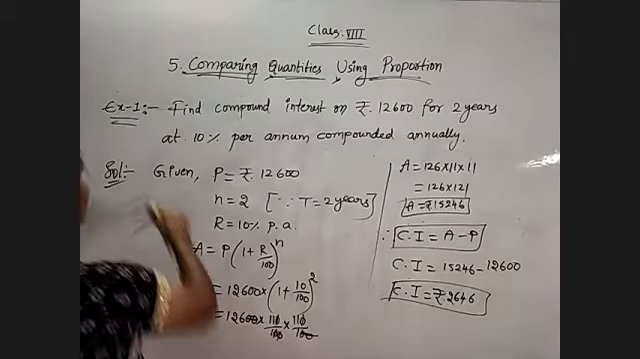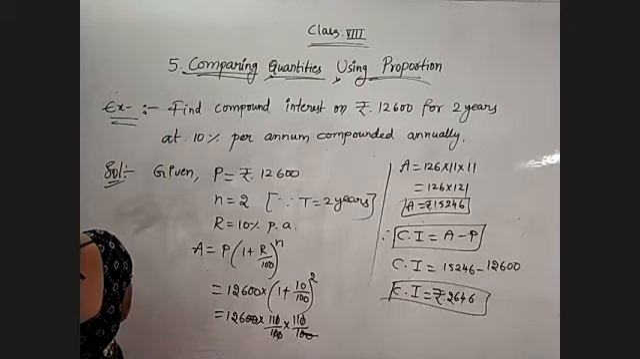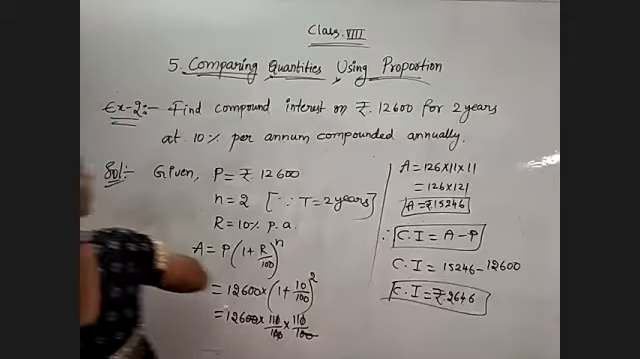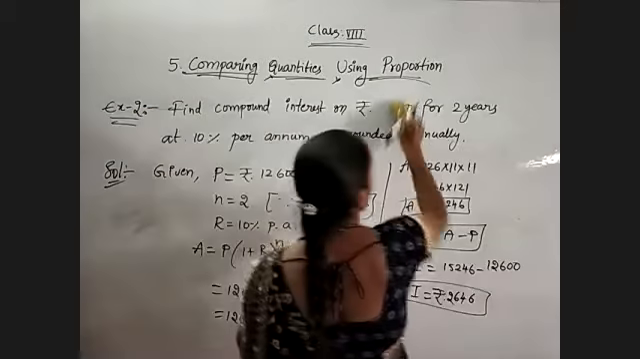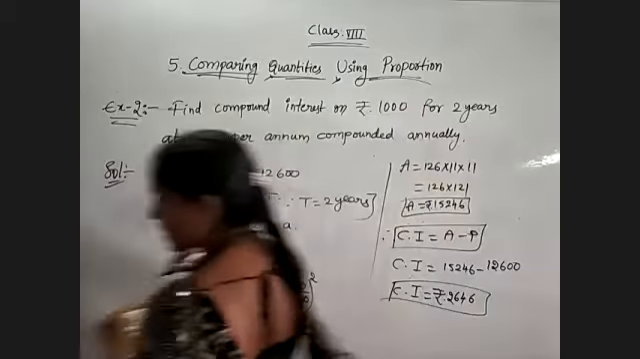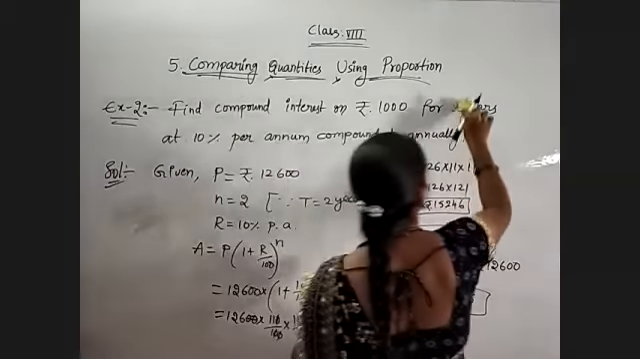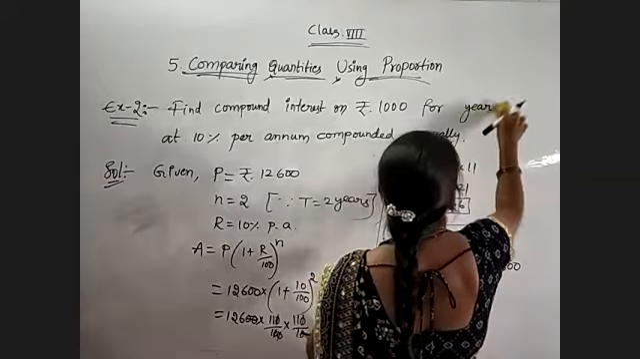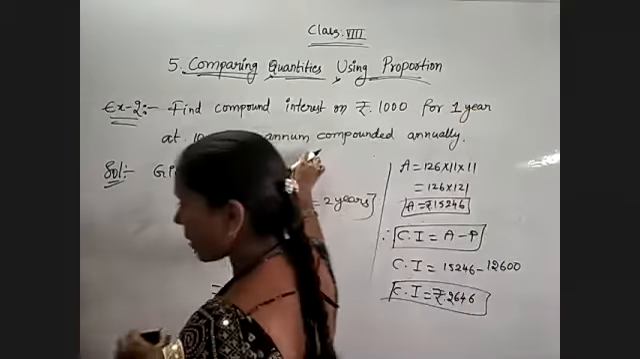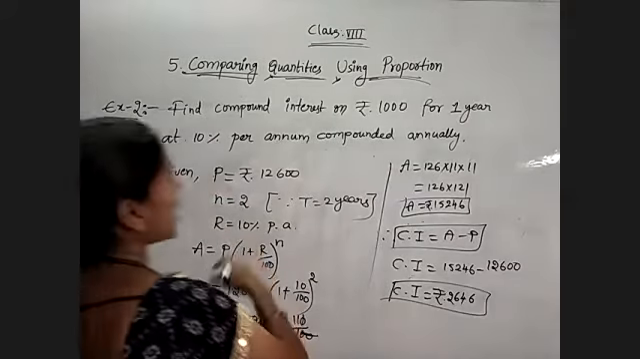Now take another example. Find the compound interest on 1000 rupees for 1 year at 10% per annum compounded half yearly.